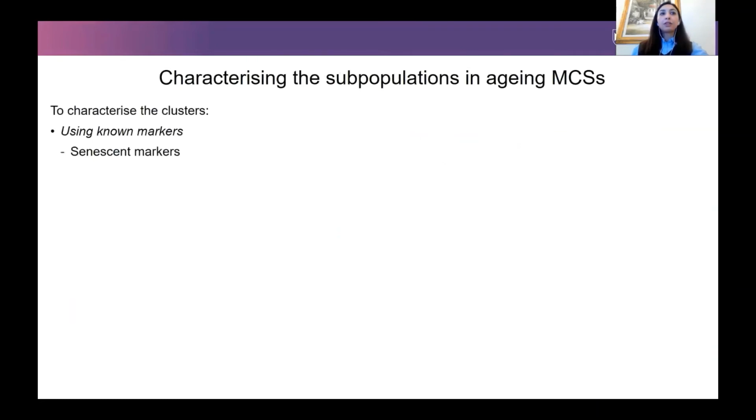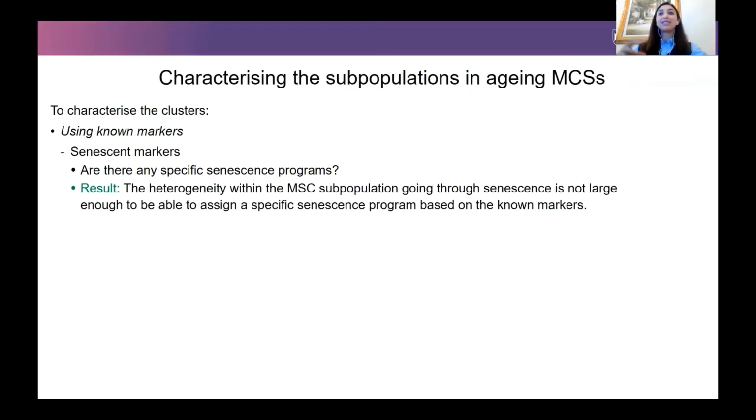So to characterize the cluster, obviously we use known markers that are specific to senescence, and we wanted to check are there any specific senescence programs in there. But the outcome was that the heterogeneity within the MSC subpopulation going through senescence is not large enough for us to be able to assign a specific senescence program based on the known markers that are out there in the literature.